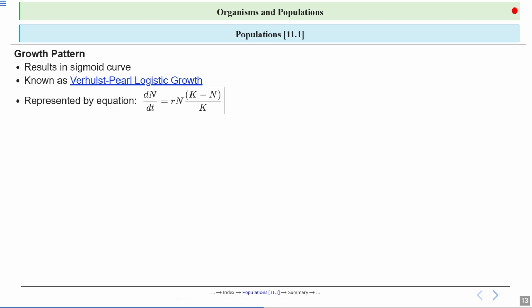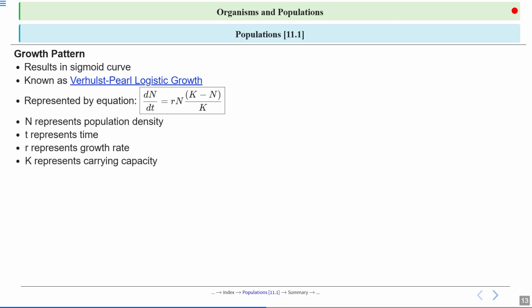Okay, clear? So when you plot a graph between population density and time, for exponential growth, you will get a J-shaped curve. For logistic growth, you will get a sigmoidal curve. And the equations are also different for both of them. The logistic curve includes the carrying capacity. Here N represents the population density, t represents the time, r represents the growth rate, and K represents the carrying capacity.